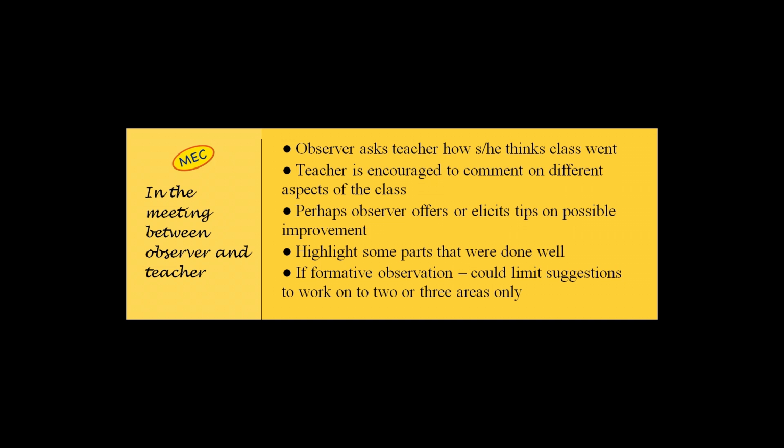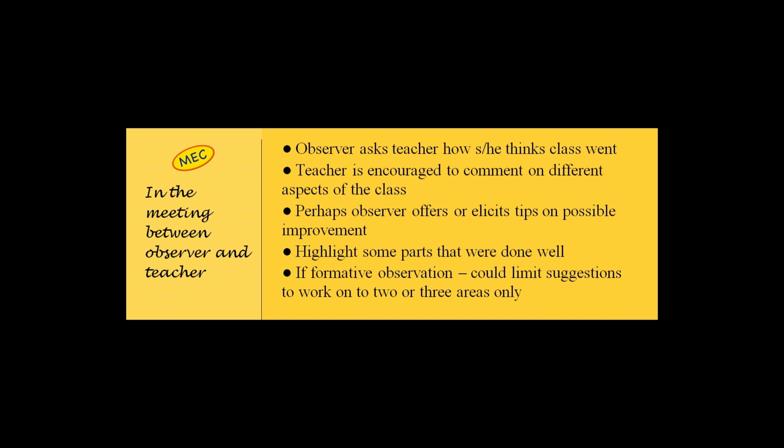Quite often the teacher doesn't receive the report until later in the meeting. The observer starts the session off in a neutral tone and asks the teacher how she or he thought the class went. In many schools, this meeting is interactive and the teacher is encouraged to comment on different aspects of the class. The observer will bring up certain points, but the teacher can bring up other points as well.